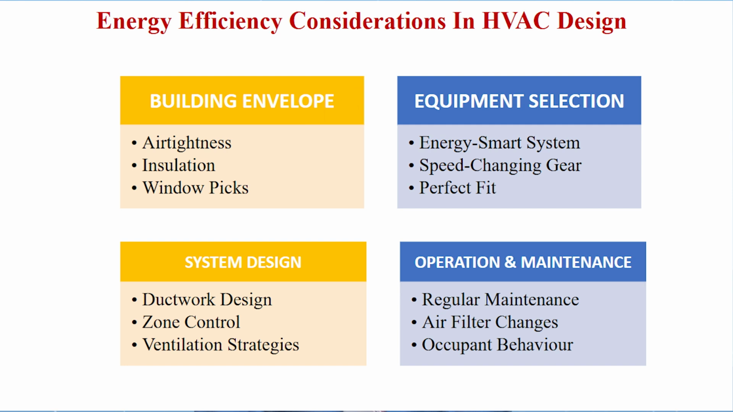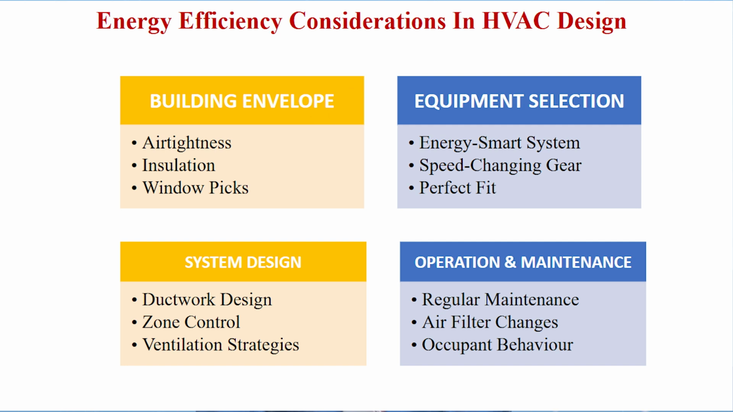First is the building envelope. In the building envelope there are three things which we should keep in mind. First we will study what the building envelope is, and the first point under it is air tightness. A leaky building makes the HVAC system work overtime to keep the temperature steady. Plugging air leaks saves big on energy bills. Next point is insulation. Good insulation in walls, ceilings and attics cuts down heat movement. This takes stress off the heating and cooling unit.